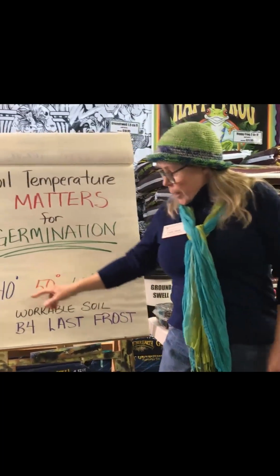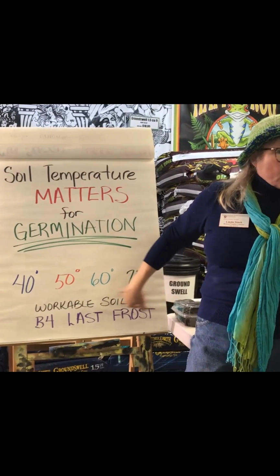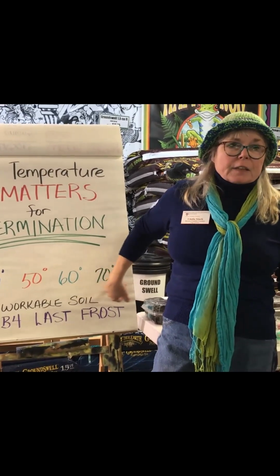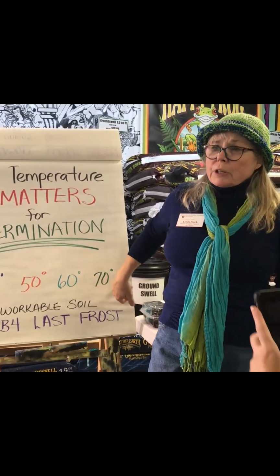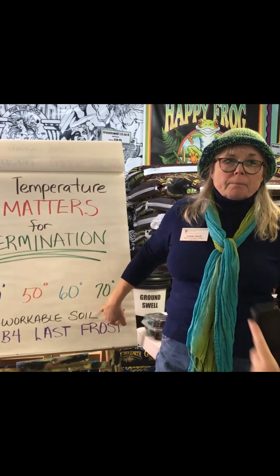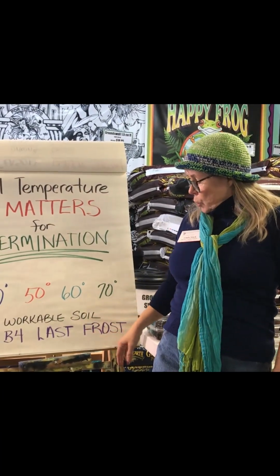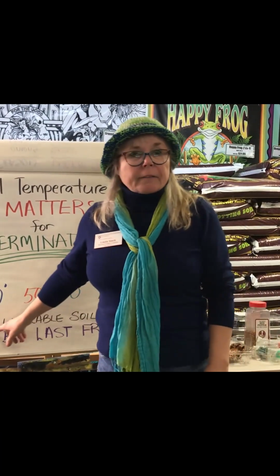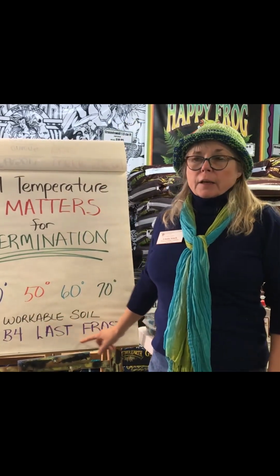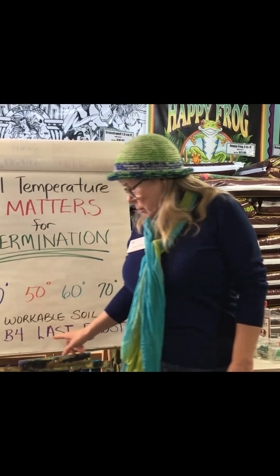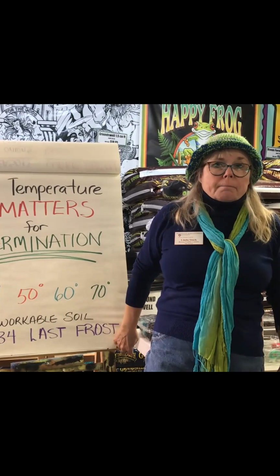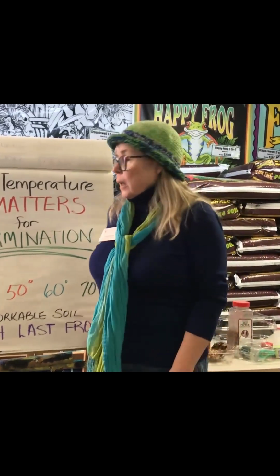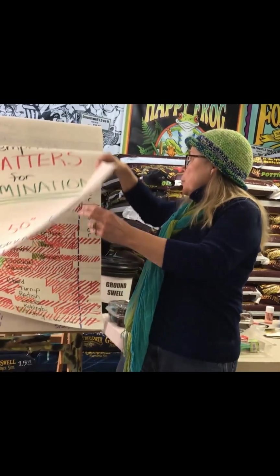But you have 40, 50, 60, and 70 degrees, and there are plants that have to have 70 degrees. Your peppers need 70 degrees. And then you have workable soil. You'll have that information on your package that says plant by last frost. Okay? All that information is on the back of the packages.